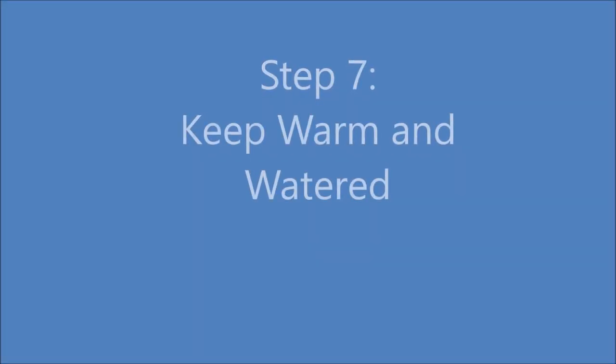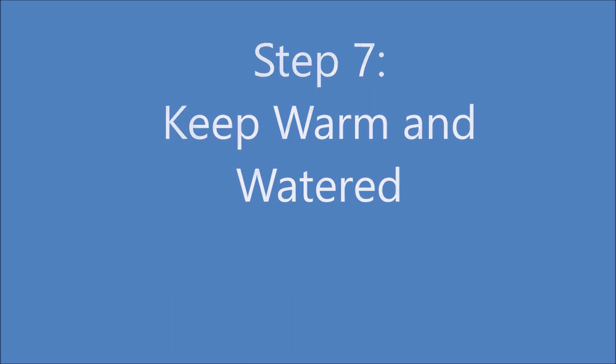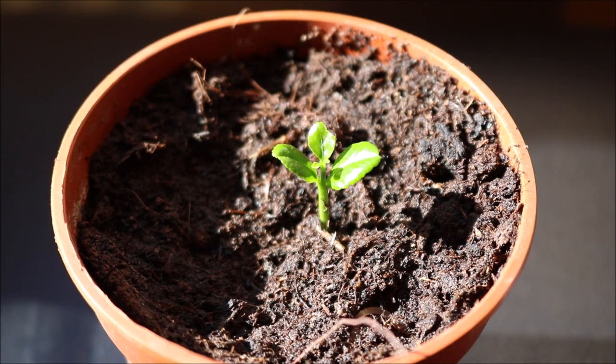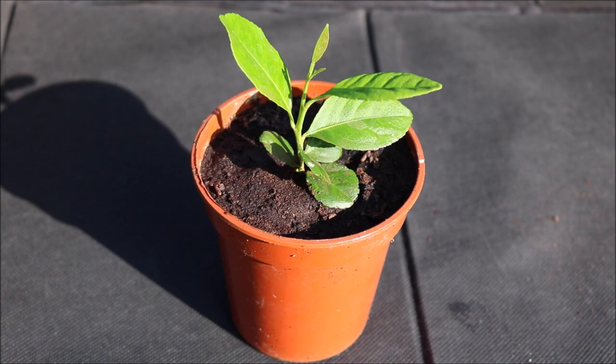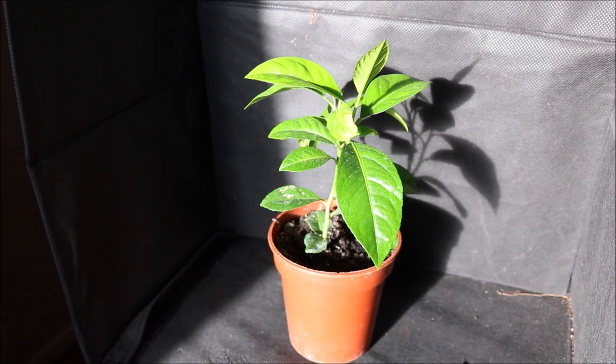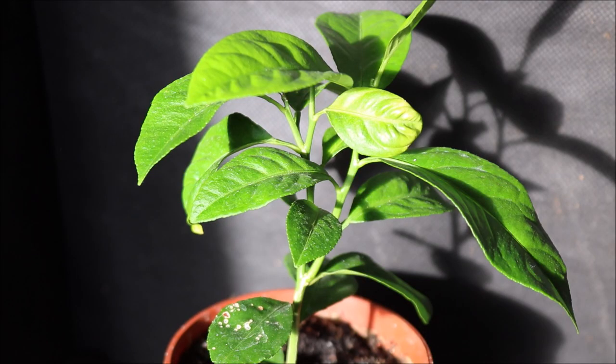Step 7. Keep warm and watered, and ideally in a sunny spot. And then over a period of months, the plant will start to grow and mature. I'll do an update video later in the year, and hopefully I'll get some fruit.